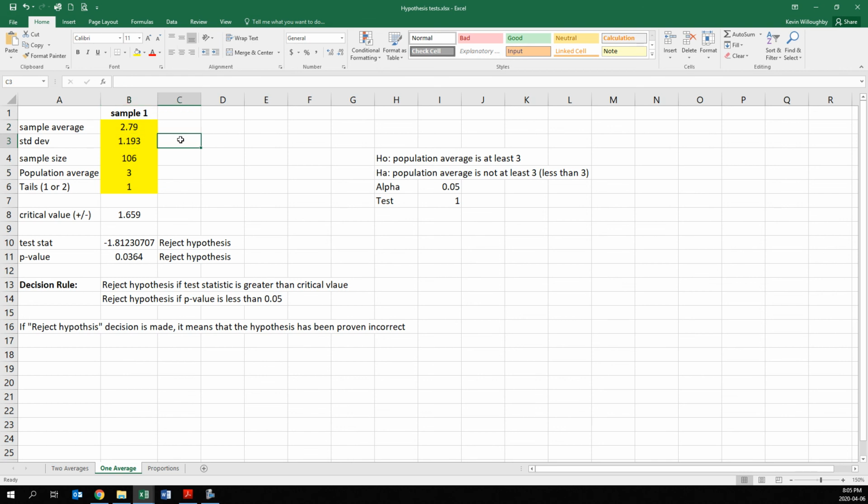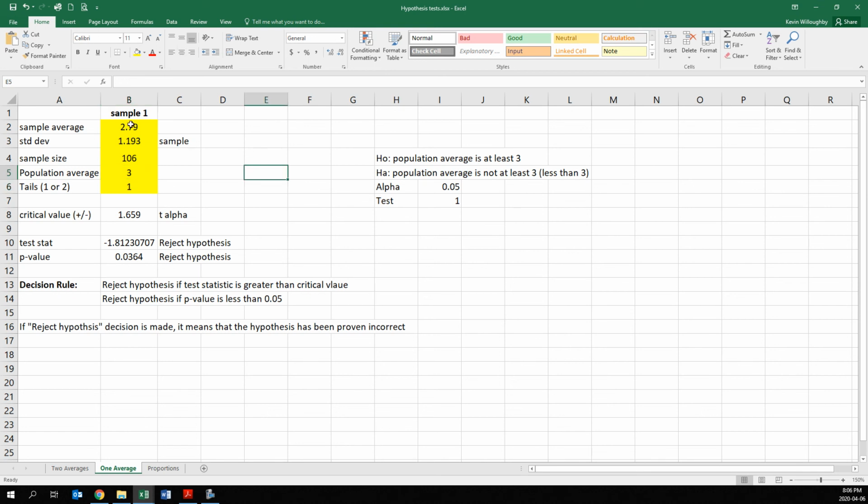This is the sample standard deviation. Whenever we have the sample standard deviation, whenever we do not have the population standard deviation, which we don't, we have to use the sample standard deviation. And whenever we use a sample standard deviation, we use a t value instead of a z value. So this is t alpha. Sample size is 106. Population average, as given, is 3. We are assuming that it is at least 3. We know that's a one-tailed test.